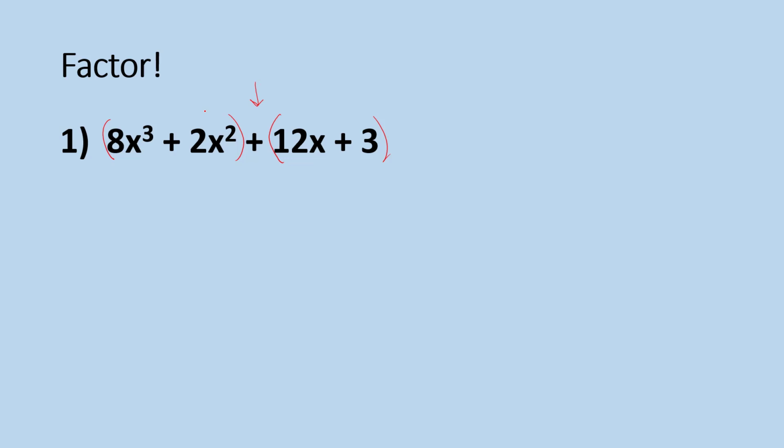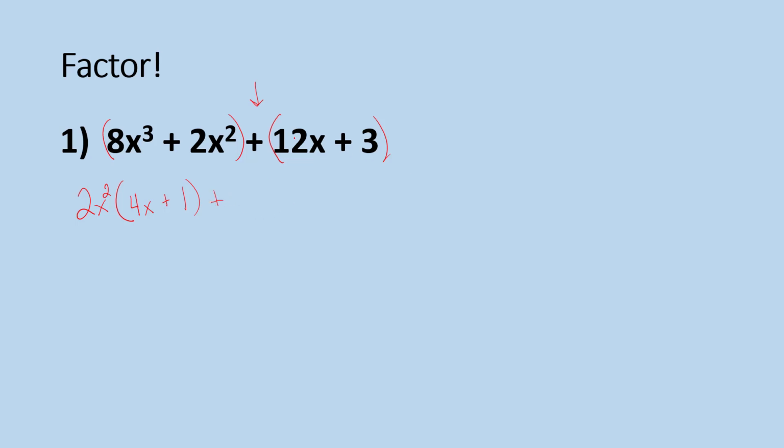So our next step is to factor each parentheses individually. Looking at just our left parentheses, we can see, hey, I have a factor of 2, and I have at least x squared in both terms. So if I divide 8 by 2, I'm left with 4. If I divide x cubed by x squared, I'm left with x. If I divide 2, I'm left with 1. x squared and x squared will cancel each other out. So that binomial simplifies to 2x squared times 4x plus 1.